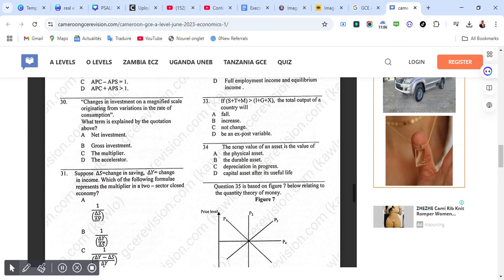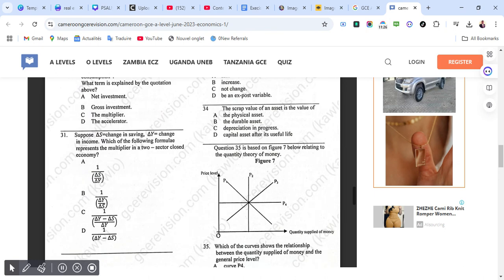Changes in investment on a magnified scale originating from variations in the rate of consumption. What term is explained by the quotation above? Correct answer for 30 is C, the multiplier. 31. Suppose ΔS equals change in saving, ΔY equals change in income. Which of the following formula represents the multiplier in a two-sector closed economy? The correct answer is D, which is 1 over ΔY minus ΔS.